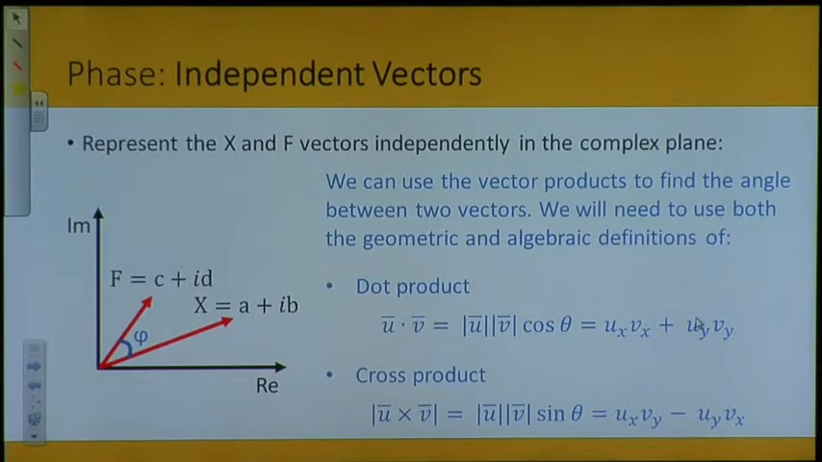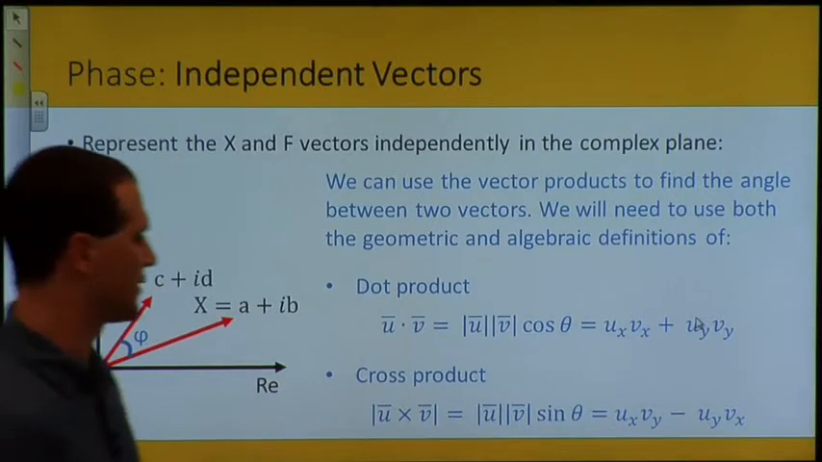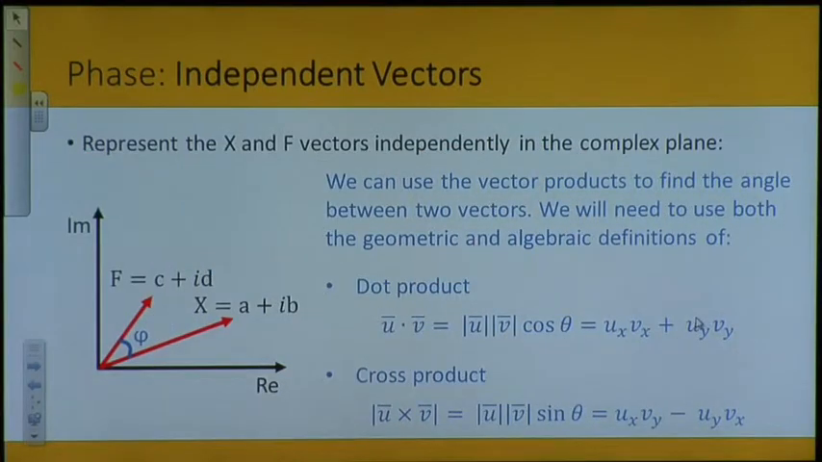Now I want to represent it in a way that physically makes sense. So what I'm going to do is represent X and F in this space as independent complex vectors instead of a ratio, as separate vectors. In order to relate these, I'm going to need to use two different functions, the dot product and the cross product. Here I've shown just a quick synopsis of what those product rules are.